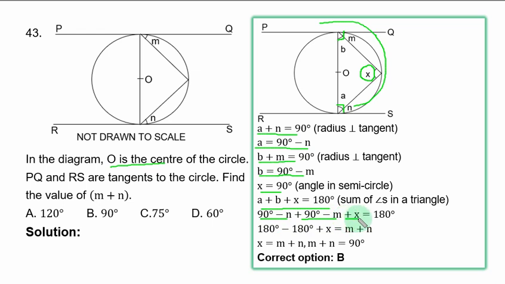We are interested in M plus N. So let's transfer minus M and minus N to the right hand side. They become positive. 90 plus 90 is 180. If you transfer this plus 180 in, it becomes minus 180 plus S. So clearly these two terms become 0. So S is equal to M plus N. And what is S? 90 degrees. Therefore, M plus N is equal to 90 degrees. B is the correct option.